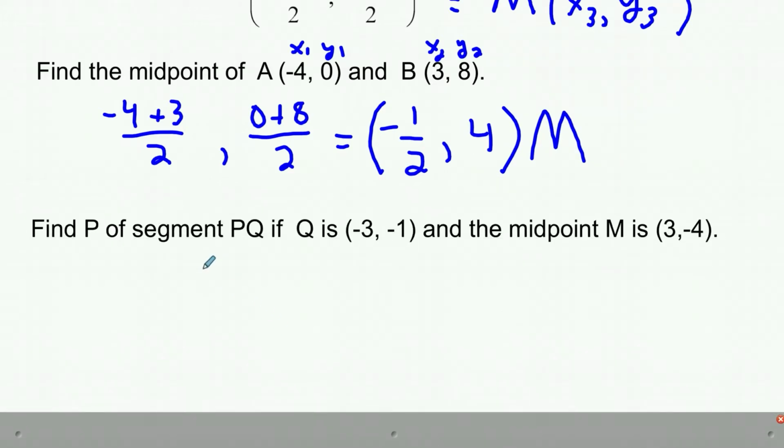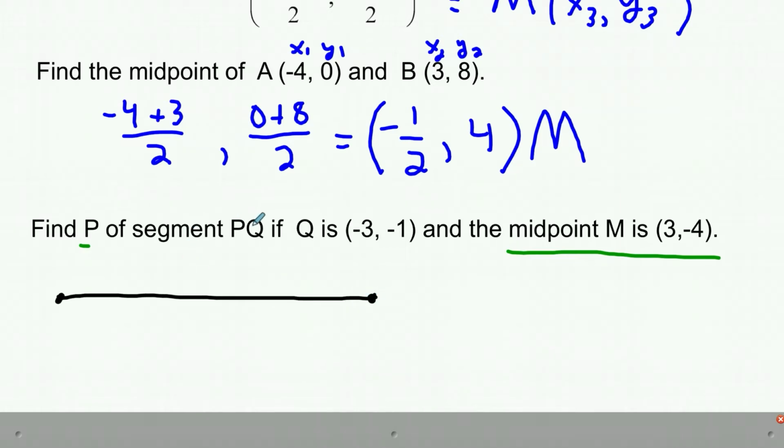Find P of segment PQ if Q is (-3, -1) and midpoint M is (3, -4). Okay, now this is a little bit different because it's actually telling us what the midpoint is. So we already know the midpoint, and it's asking us for P, which is an endpoint. So I'm gonna draw this out. It's a segment, so we know it's gonna look like this. It's segment PQ. So this is P, this is Q, and then we have a midpoint, a point directly between them, which we'll call M.